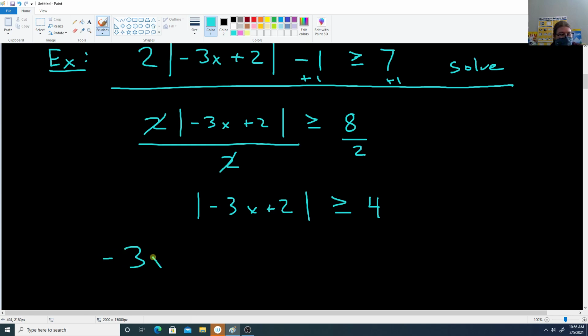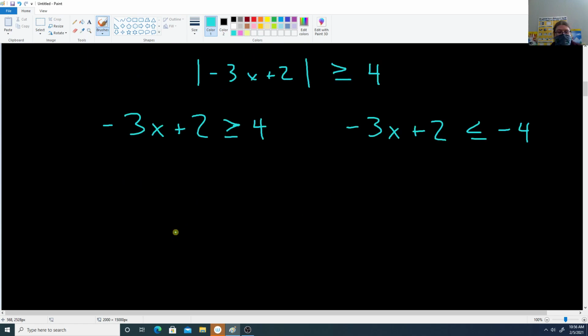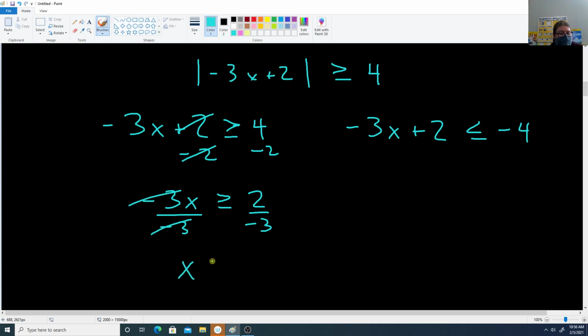For the first part, we say the negative 3x plus 2 has to be greater than or equal to 4. So you just write the inequality down with the absolute value dropped. And for the second part, we get negative 3x plus 2 is less than or equal to negative 4. Now we're going to solve these individually for x, and then we'll write it in interval notation. So I'll subtract 2 from both sides. I'll get negative 3x is greater than or equal to 2. I'll divide through by negative 3. This will give me x is greater than or equal to negative 2/3.